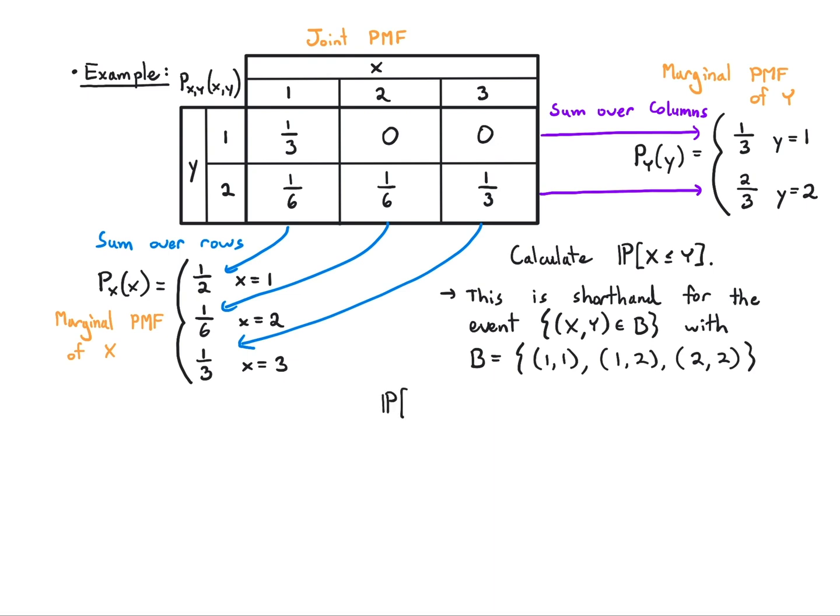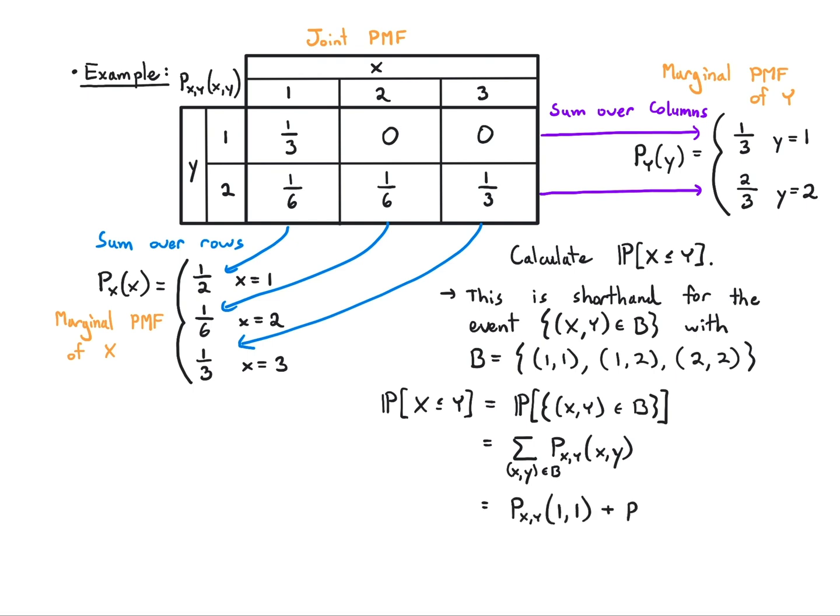Okay, so I'm just going to now work out this probability to be the probability of membership in this set B. And so by additivity, I can just add up the values in this set B for the joint PMF. And so I'm adding up the table entries for 1, 1 and 1, 2 and 2, 2. So I get a third plus a sixth plus a sixth, and that's going to be 2/3.